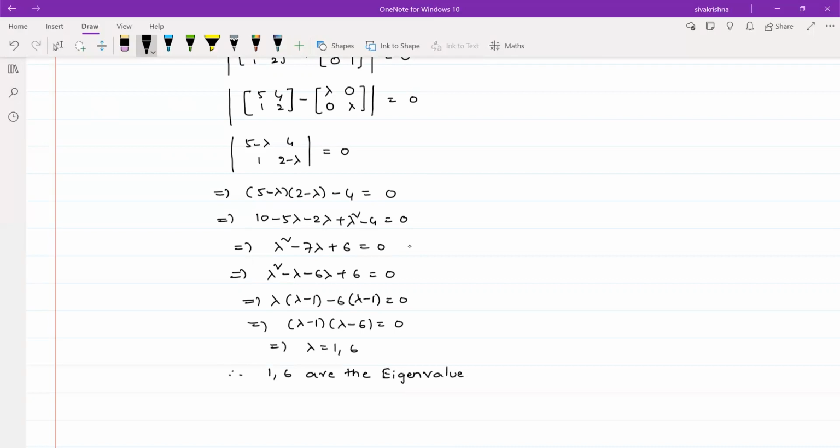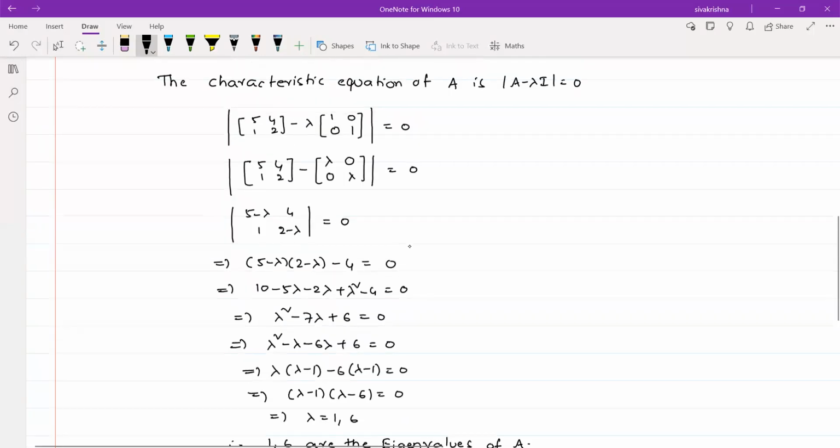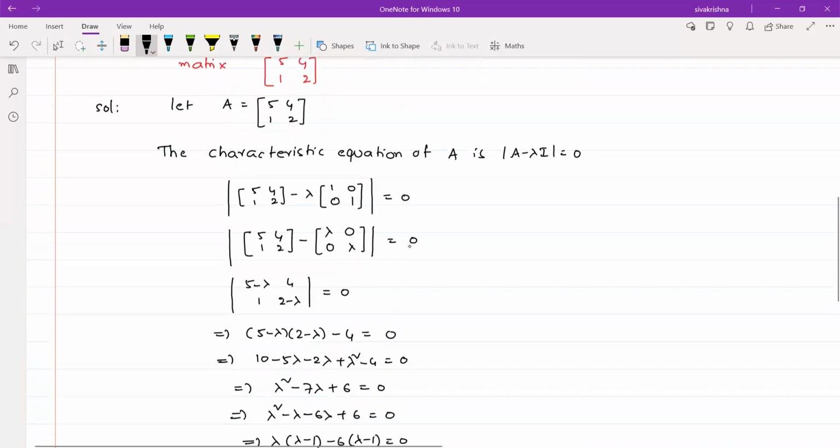1, 6 are the eigenvalues of capital A. So in this way, we can find the eigenvalues. Once again, coming to the first part, that is eigenvalues. First of all, we have to find the characteristic equation of capital A. And the formula for the characteristic equation of capital A is det of A minus lambda I is equal to 0.